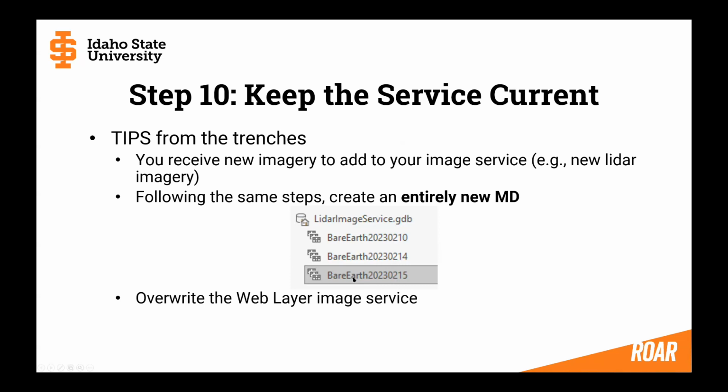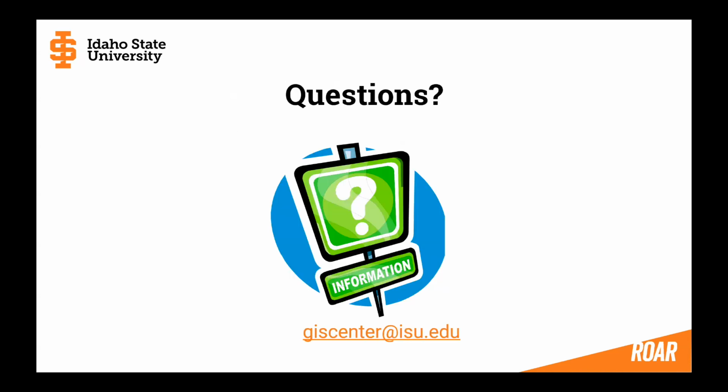I'm going to right-click on this one, and I'm not going to share it as a web layer. I'm going to overwrite an existing web layer, and it just goes right over the top of the existing web layer. No URLs change on the user's side, and you have just made a brand new image service with the most current data, absolutely seamless to our end users.